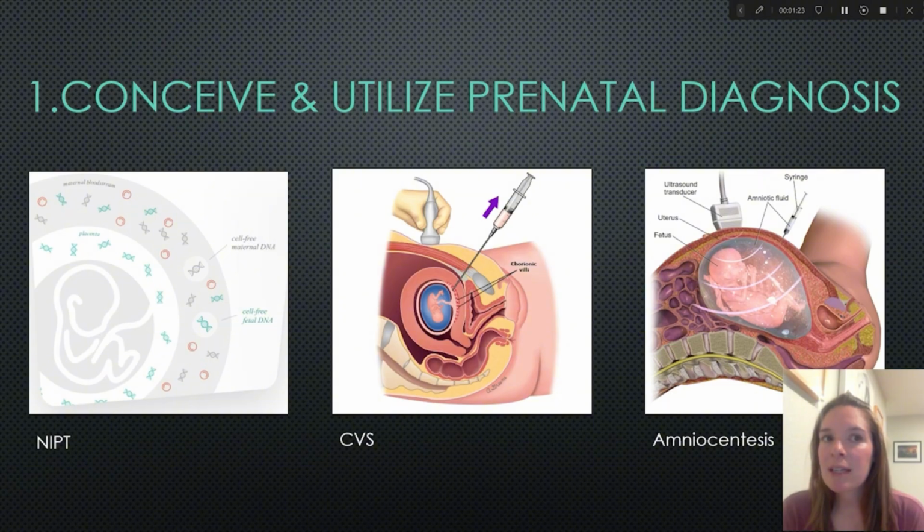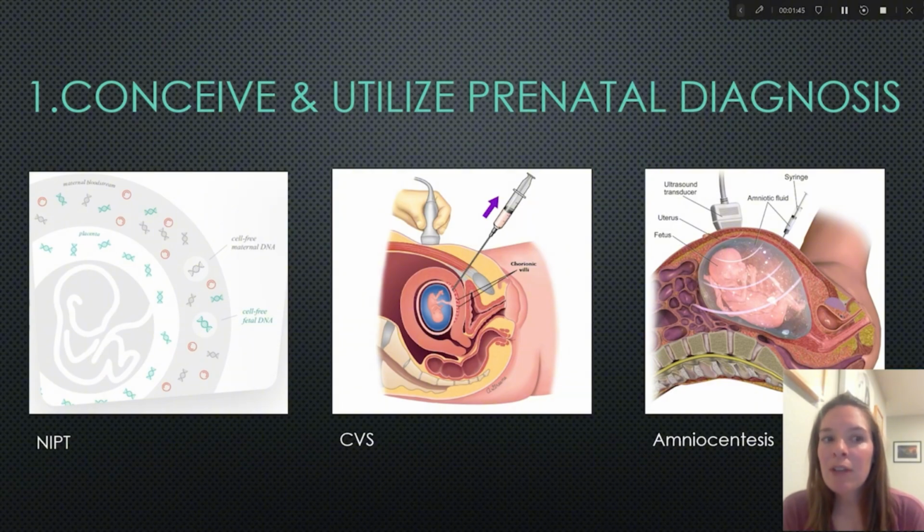CVS is, of course, testing a sample of the chorionic villi, where amniocentesis is getting a sample of amniotic fluid, which contains skin cells from the fetus. Both have a very good accuracy of greater than 99%. However, CVS can have some limitations when it comes to testing for chromosome imbalances, just because the placental tissue can differ from the fetal tissue.